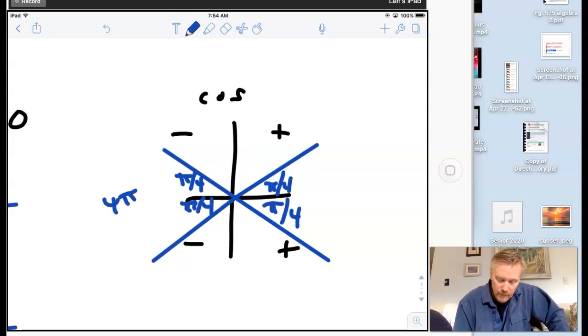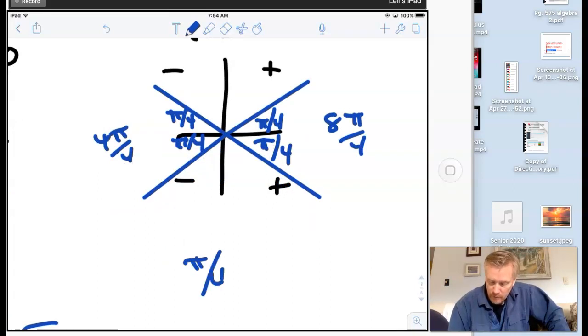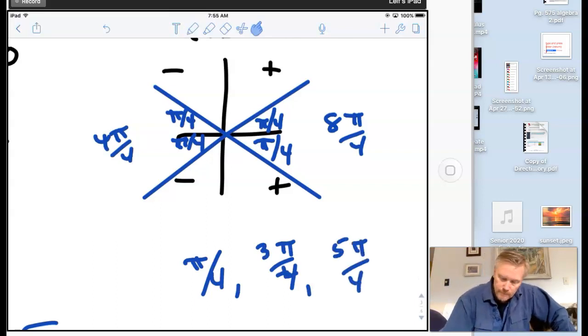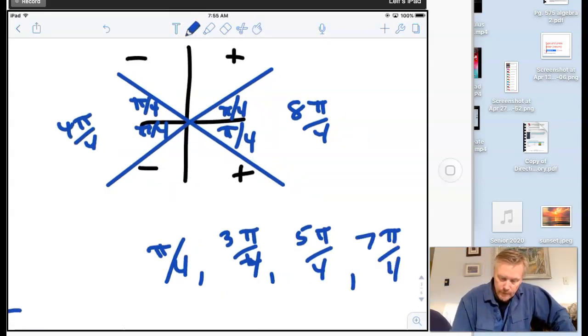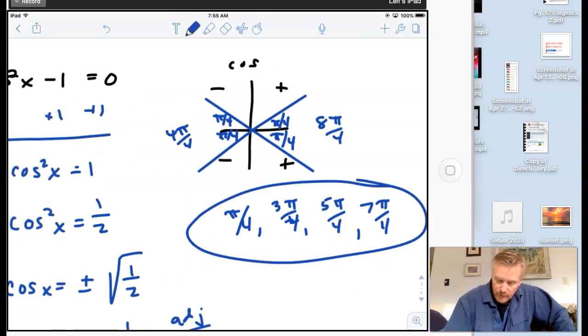So 4 pi over 4 is halfway around, and 8 pi over 4 is all the way around. So my 4 answers will be pi over 4, 3 pi over 4, which is almost halfway, a little more than halfway is 5 pi over 4, and 7 pi over 4. All right, those are my 4 answers. Going on to the next one.